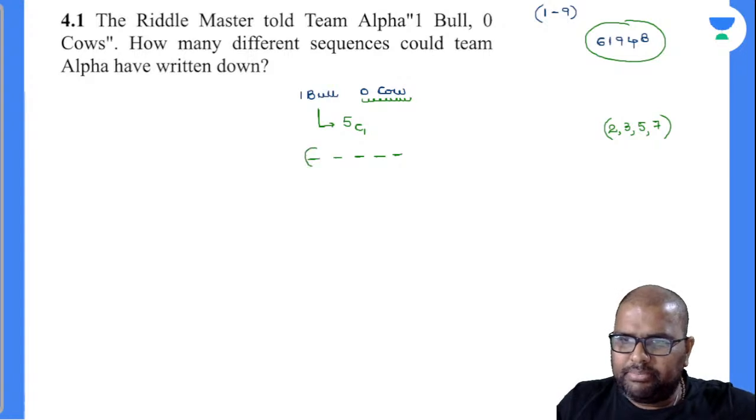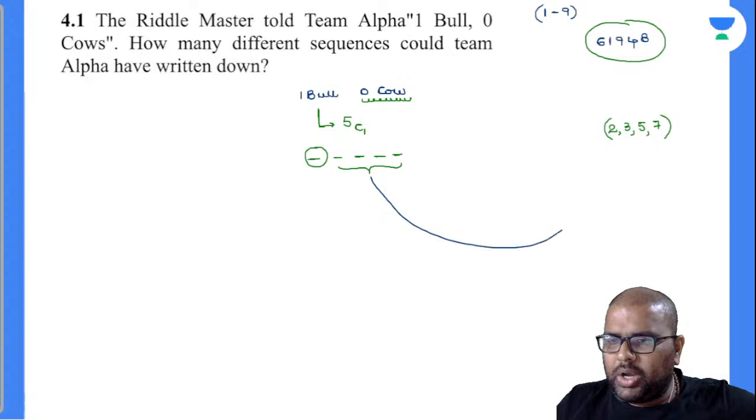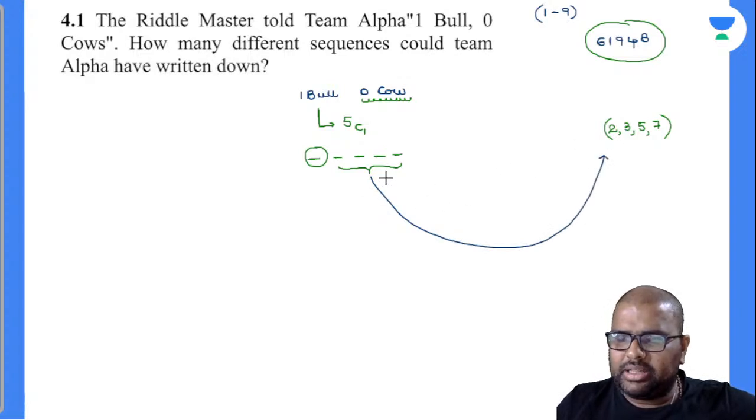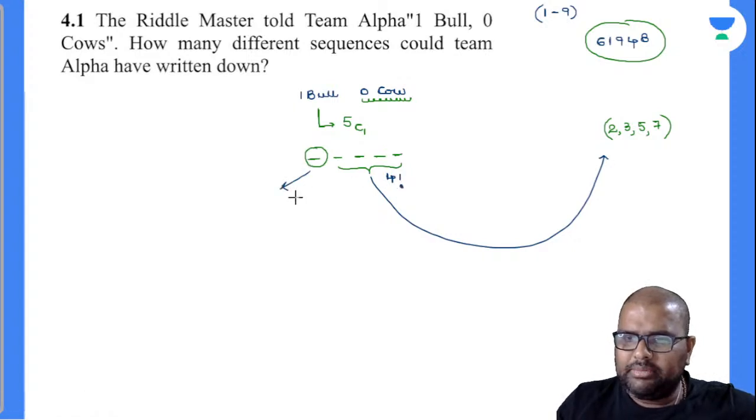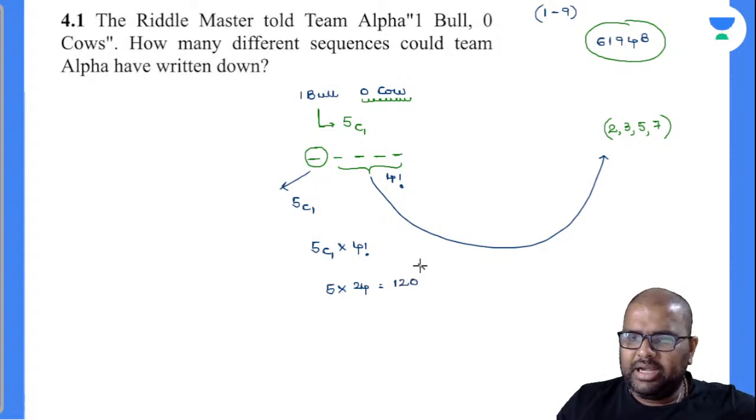Let us suppose this is the bull, 1 bull. And hi Shubham, the remaining 4 numbers must be from which sequence? From the non-riddle sequence, right? How many numbers are there? 4 are there. These 4 numbers are arranged in 4 factorial ways, and this block is nothing but 5C1. Is it the answer? Yes. So my answer is 5C1 into 4 factorial. 5C1 is 5. 4 factorial is 24. And my answer is equal to 120. Perfectly done, right?